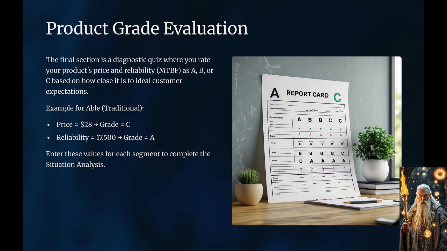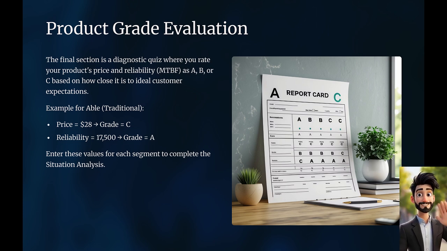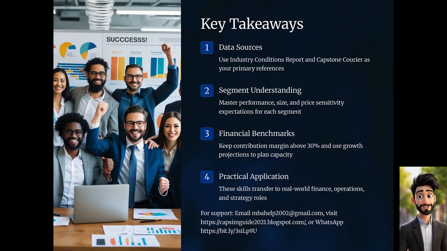Final words and practice tips. Congratulations! You've now completed the entire situation analysis. Let's summarize key takeaways. Use the Industry Conditions Report and Capstone Courier as your two data sources. Understand segment expectations, performance, size, and price sensitivity. Growth rate projections and capacity investments are critical to success.